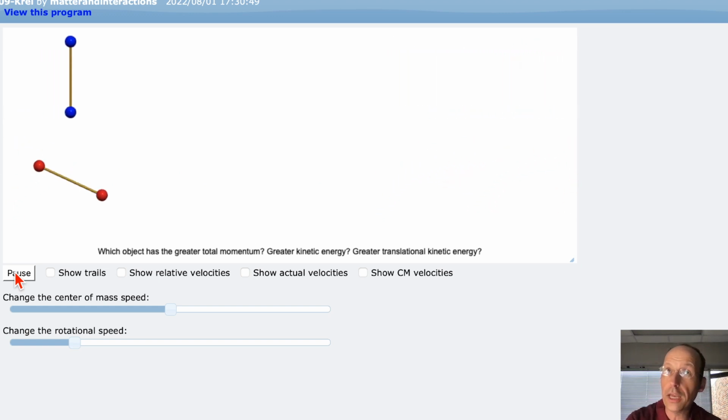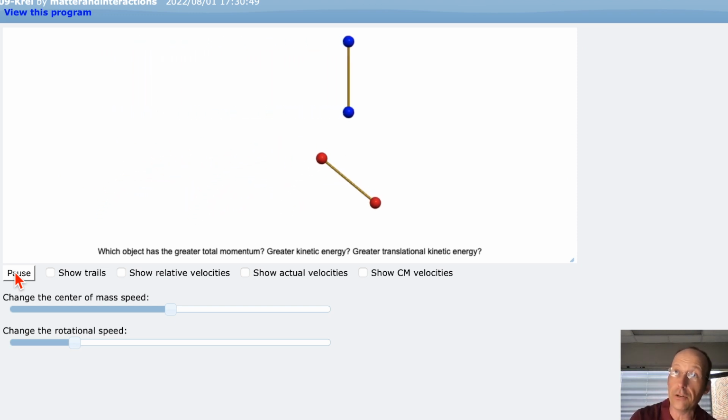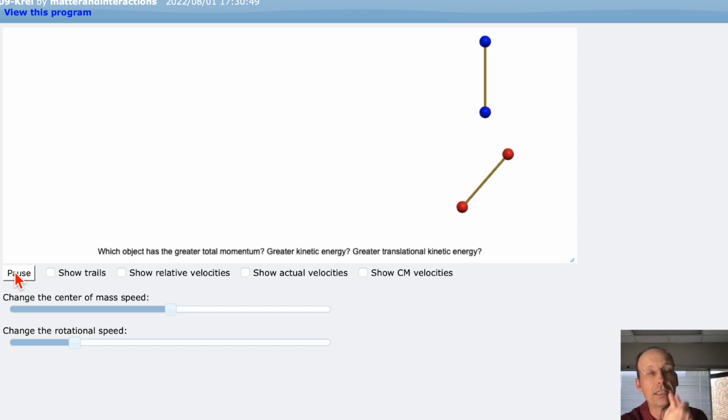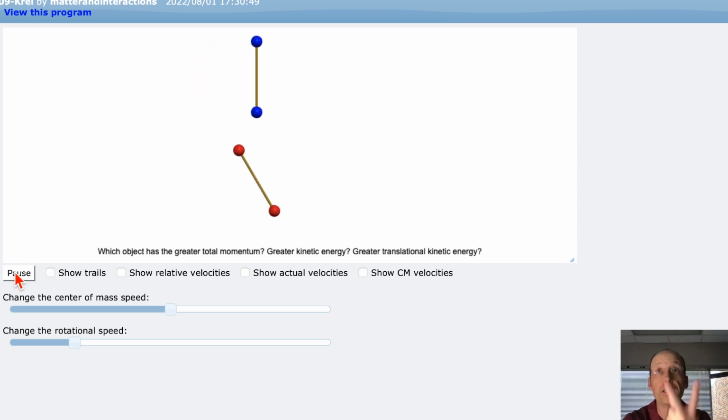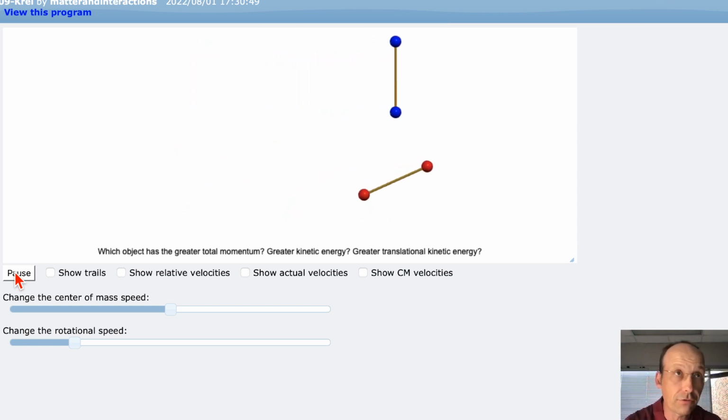Which one has more kinetic energy? In this case, the red one has a greater kinetic energy. We can think of it two ways. We could say, well, it has a greater kinetic energy because it has a center of mass energy, translational kinetic energy, plus rotational, whereas the blue one only has translational.